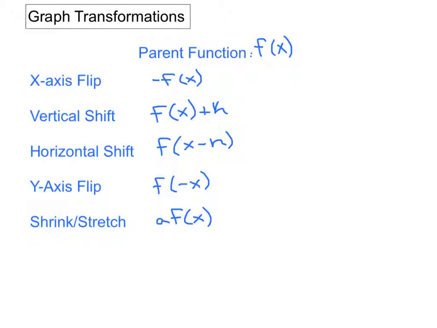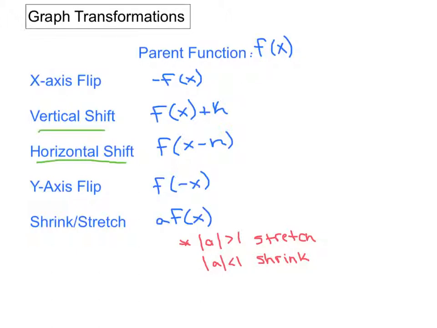Okay, and let's make a little note. If the absolute value of a is bigger than 1, it's a stretch. If the absolute value of a is smaller than 1, it's a shrink. So these are all the types of transformations you'll see during this chapter, but for this video we're going to focus mainly on two of them: the vertical shift and the horizontal shift. We'll talk about the flips and the shrink and stretch later.